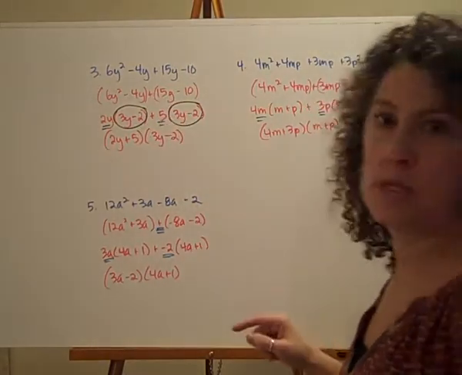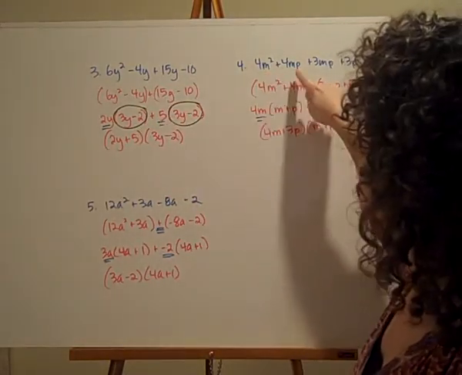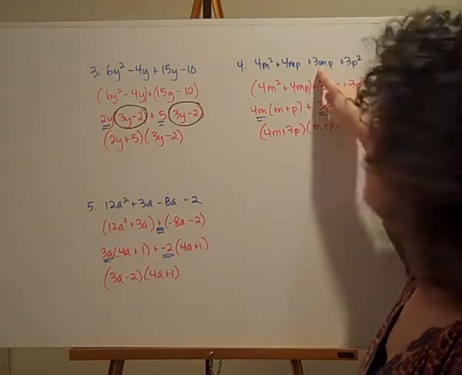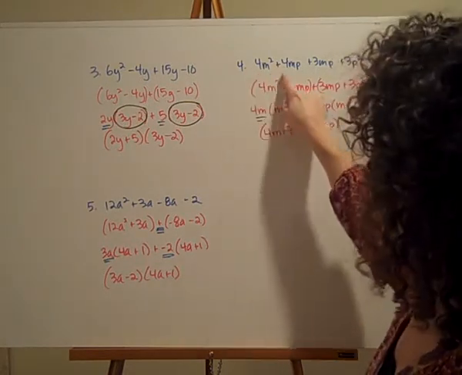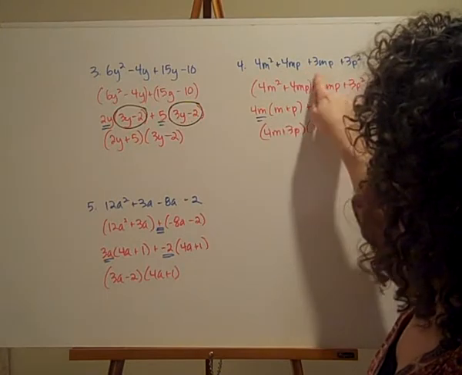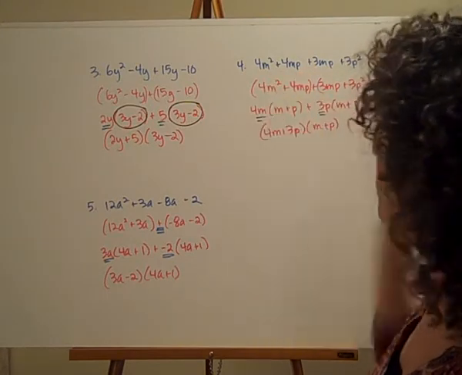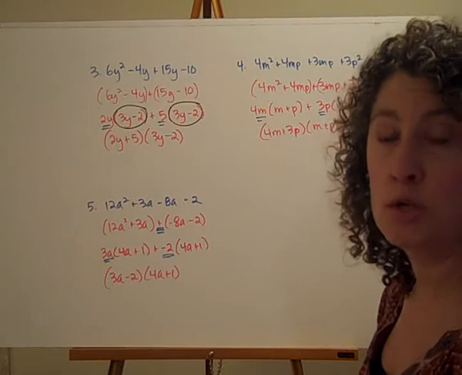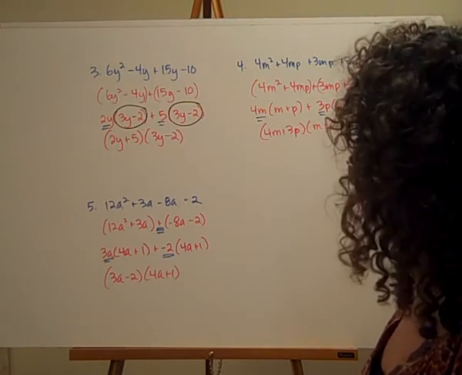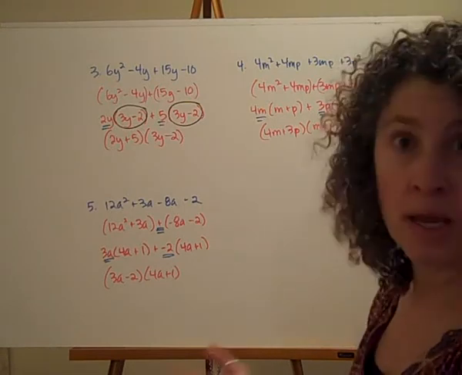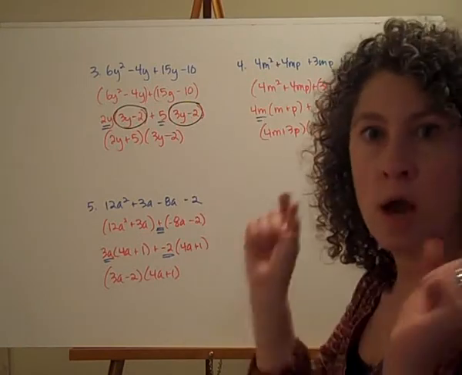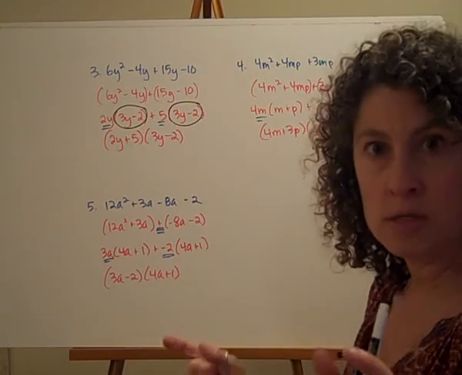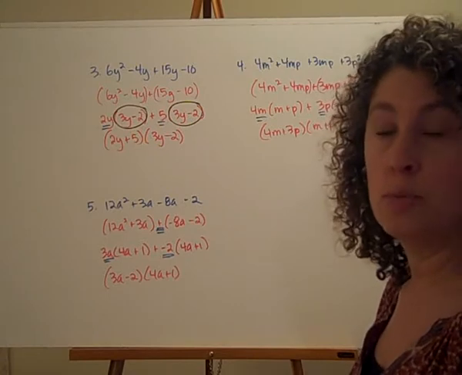So let's try it again with this next one. 4m squared plus 4mp plus 3mp plus 3p squared. Any common factor here? No, I can't take 2 because I've got the 4s. I can't take 4, I can't take 3, I can't take m, I can't take p. So no common factor. It is 4 terms, however, so I'm going to try to group them into pairs and see if I can back this down to 2 binomials.